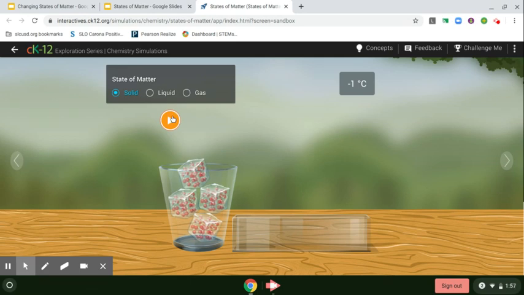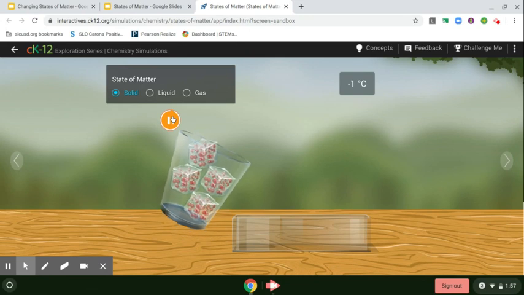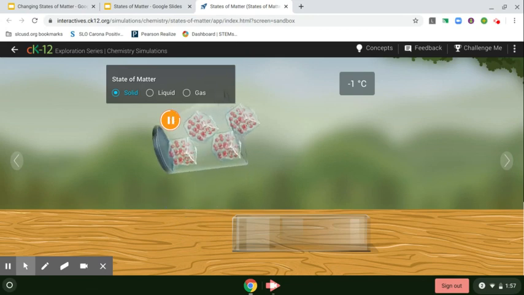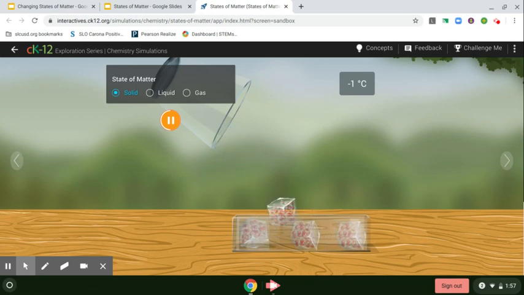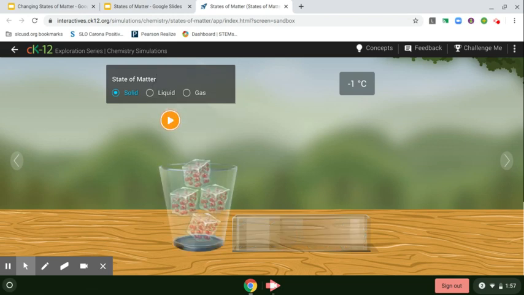And if we move it from one container to another, we can see that the ice cubes are still going to contain the same shape that they had. They're going to still take up the same amount of space that they had. And the molecules are still going to be vibrating.